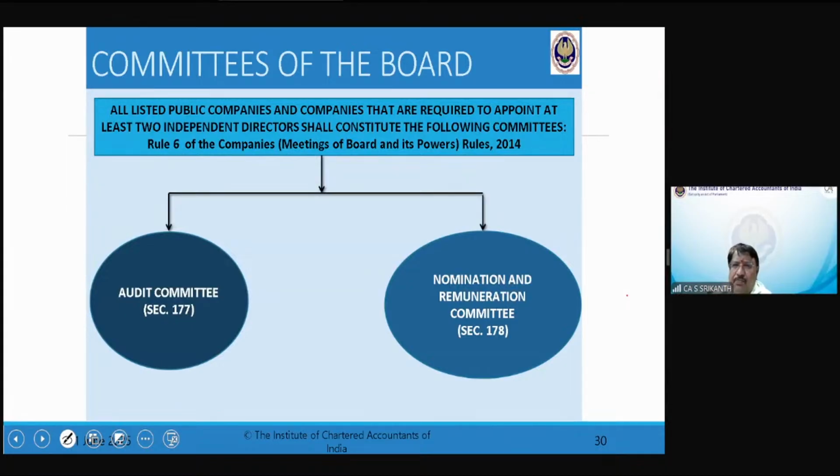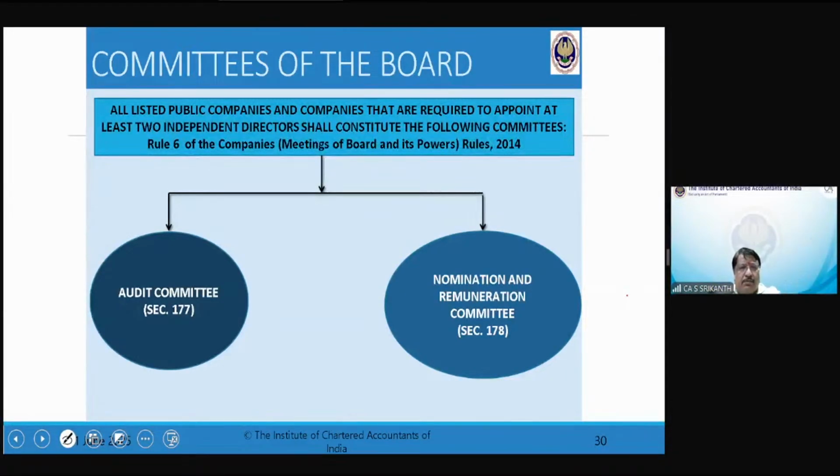Now, just for information, the audit committee plays a very vital role in the selection of the auditor for those companies which are required to appoint at least two independent directors. Don't worry about what they are and all. Such companies should constitute an audit committee and a nomination and remuneration committee. Okay. So don't worry about this. I'm only giving this to help you understand that the audit committee is a compulsory committee.